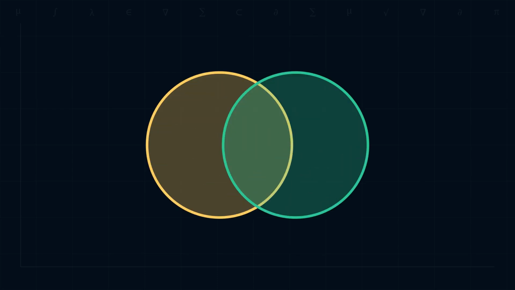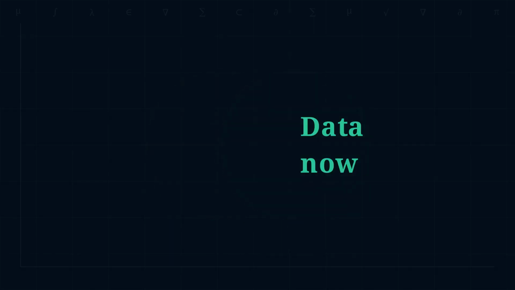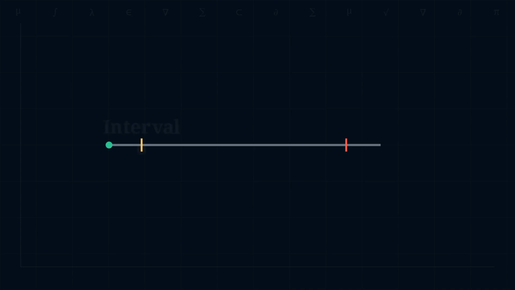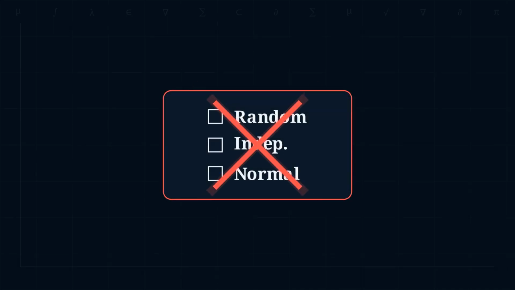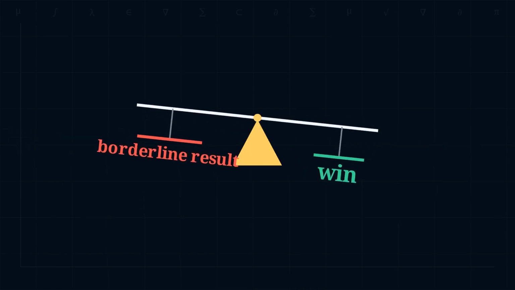The cost of that mistake is that you start mixing up what the method can promise and what the data can tell you right now. So you trust intervals that were built under assumptions you did not check or conditions you did not meet. You end up acting as if an imprecise study nailed the truth or as if a borderline result is a win. The correct way to think about the mechanics is this.